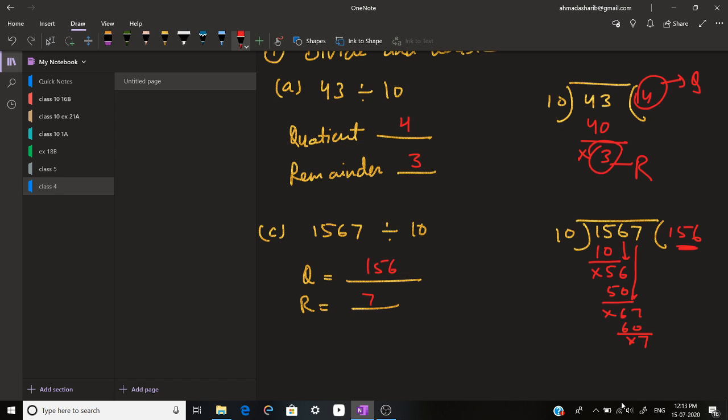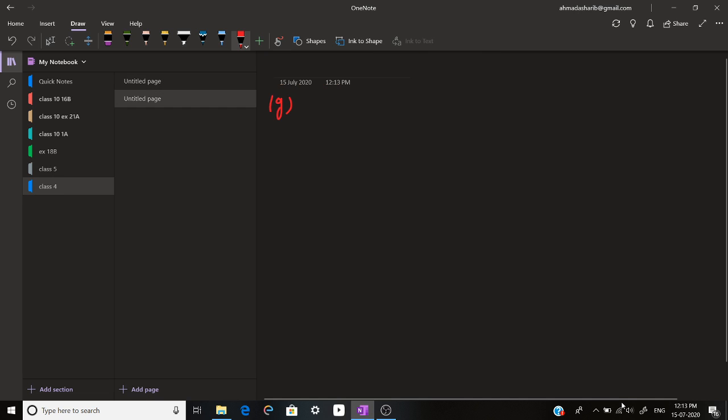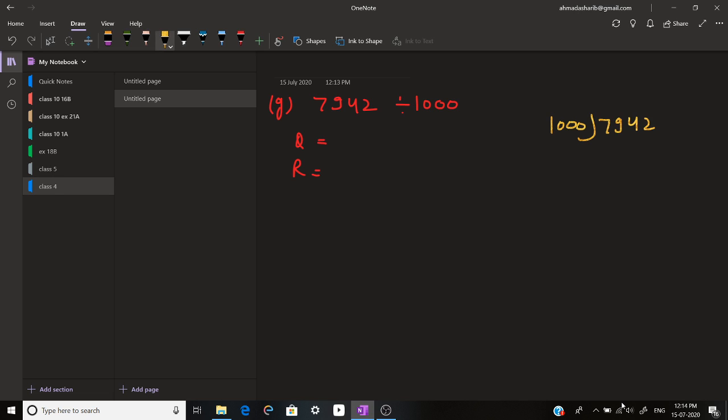So this was part C. Now I'm going to solve part G for you. In part G, 7,942 divided by 1,000. So what will be the quotient and remainder? So first of all, divide 7,942 by 1,000. So 1,000 sevens are 7,000. 942 is your remainder. So what is the quotient? Quotient is 7 and 942 is remainder.